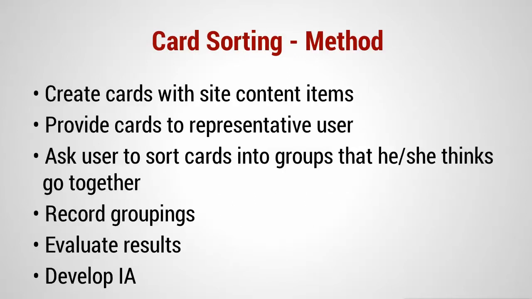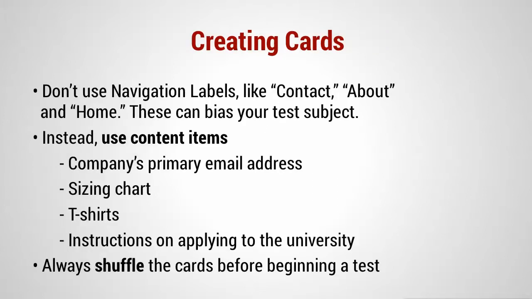The card sorting has a very specific method. First, you create cards with site content items. Then you provide the cards to your representative users. You ask the users to sort the cards into groups that they think go together. You want to record the groupings that they come up with and then evaluate the results of all of the tests and then develop an information architecture from there. So let's go through these one by one.